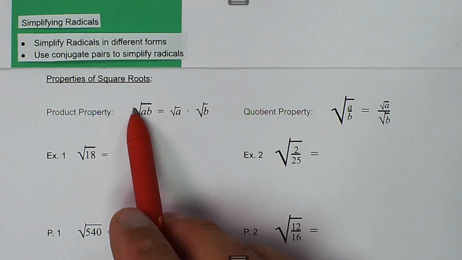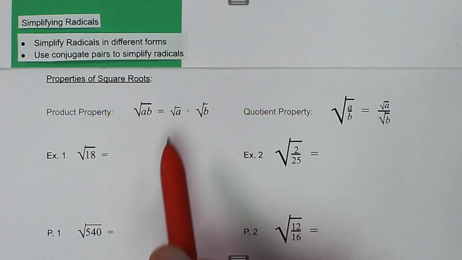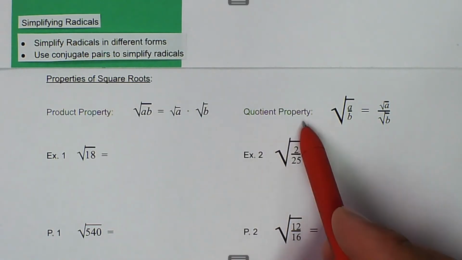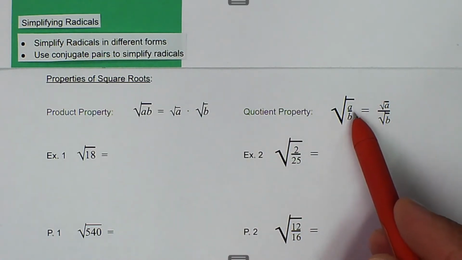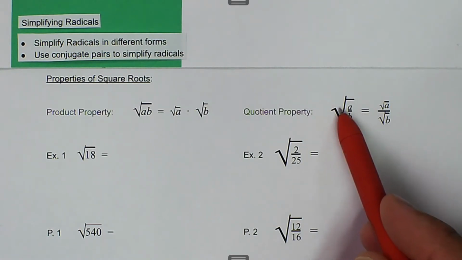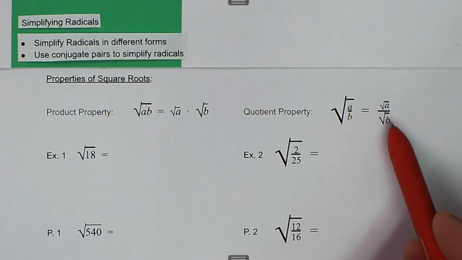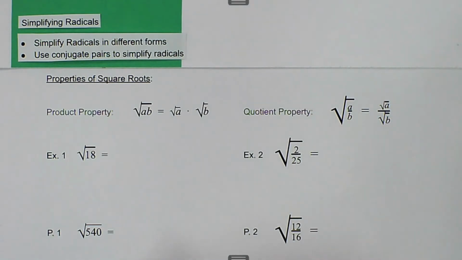However, we still see that this was a square root and these are both square roots, and those are the same. And the quotient property says that if you have a quotient or a fraction underneath a radical, you can split the radical to go in the numerator and the denominator separately. And we can take a look at some examples.